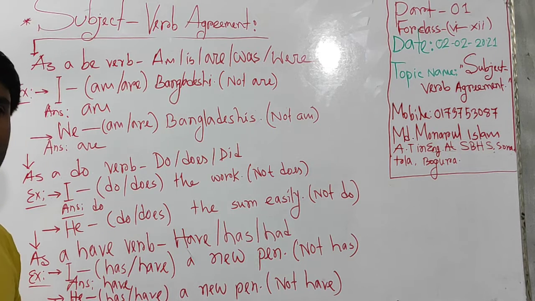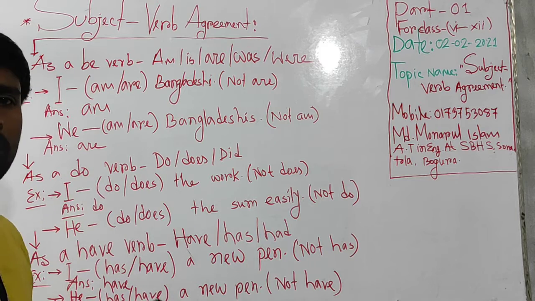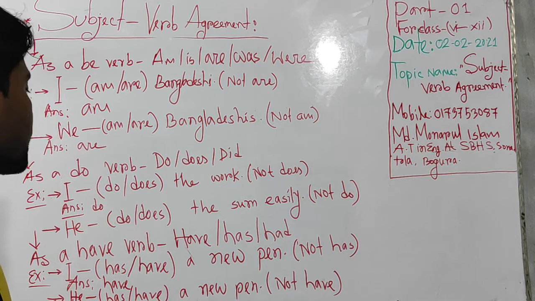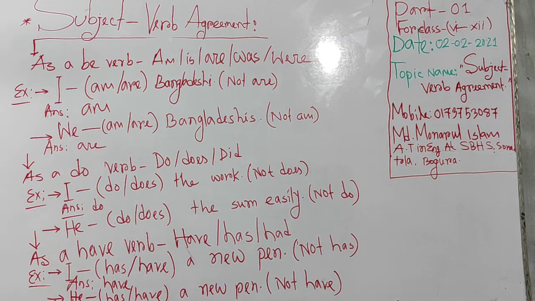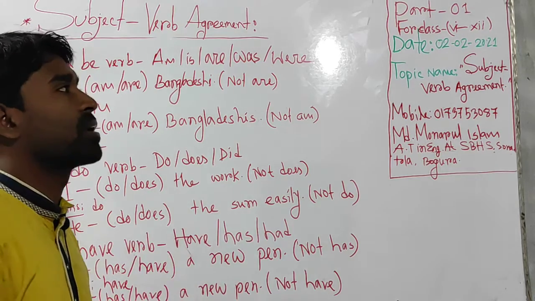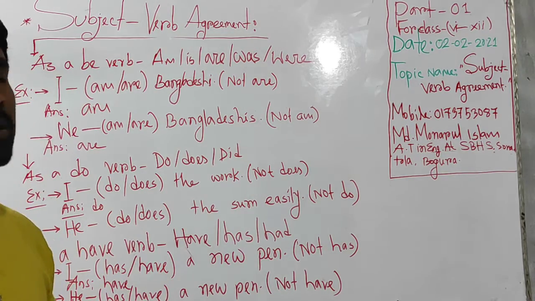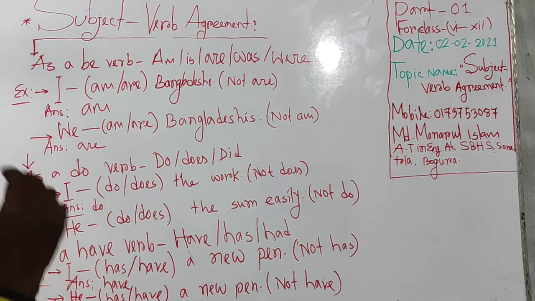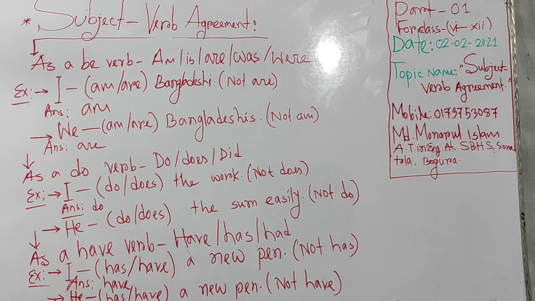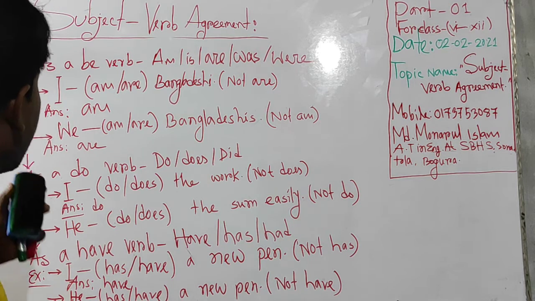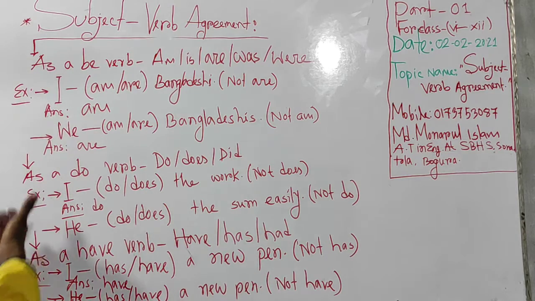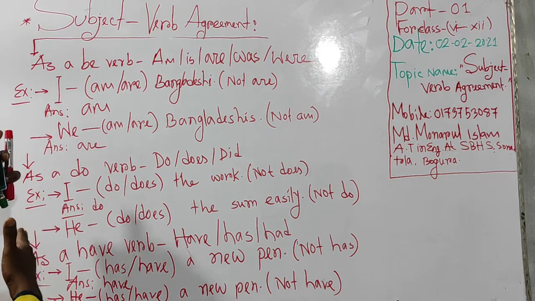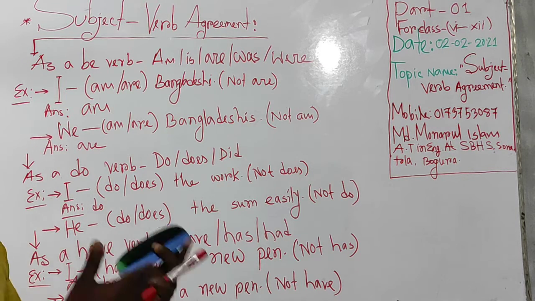Here, dear viewers, if you watch this class, of course you will learn about the topic of subject-verb agreement. This topic is very helpful for making sentences for different classes, especially 6, 7, 8, 9, 10, 11 and 12, as well as for different types of sentence making in English. I have already given you the topic step by step here, and I am also giving the topic as exceptional and unexceptional.